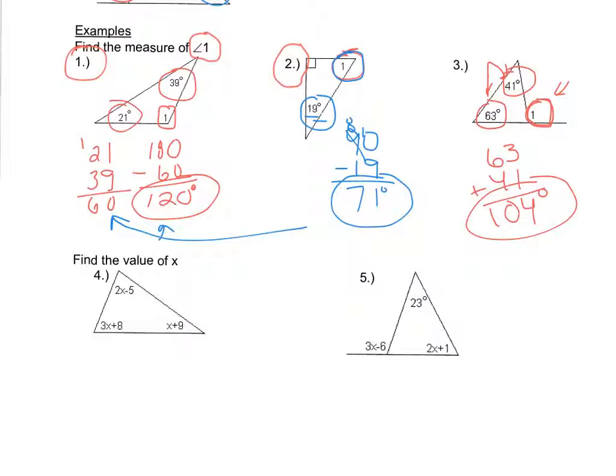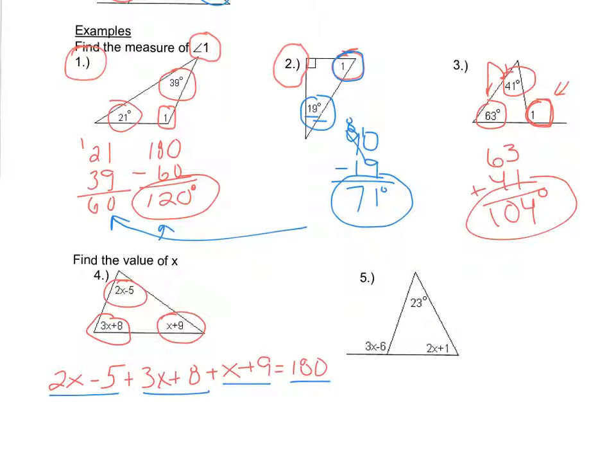Now with 4 and 5, it's the same process. We're just using equations now. So in number 4, these three angles add up to 180 degrees. So our equation is 2x minus 5 plus 3x plus 8 plus x plus 9, and all three of those angles add up to 180 degrees. This is nothing new. We just now have a formal name for it. So what you're going to do is finish off that equation and tell me what x is.